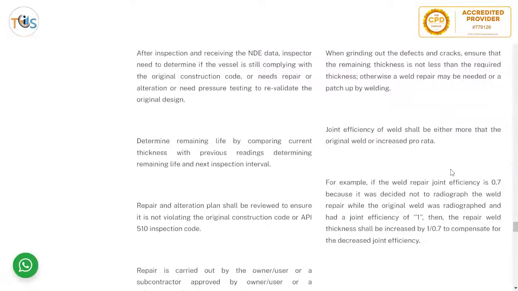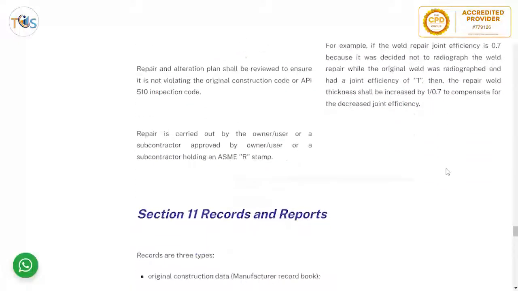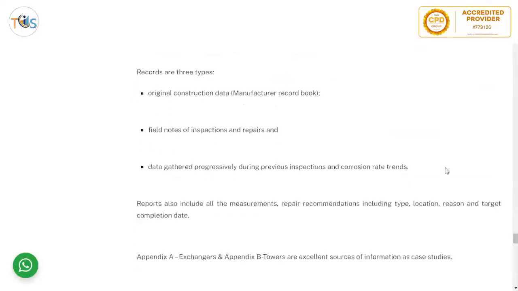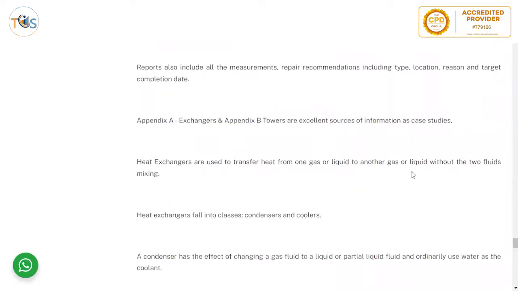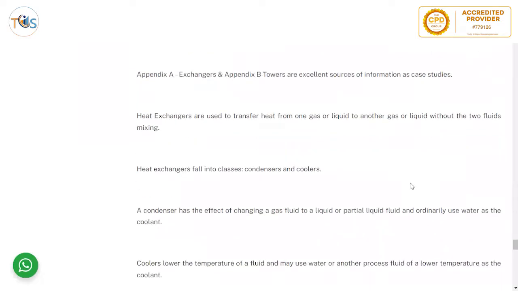Section 10 is about condition assessment and repair: determining remaining life, joint efficiency, repair and alteration. And the next section is about the records, and that's easy for you to look at. There are 3 types: original construction records, manufacturer record book, and field notes, which are data gathered progressively. Reports also include all the measurements, repairs, and recommendations, including type, location, reason, and target completion date. Remember, there should be a target completion date on any plan and repair.